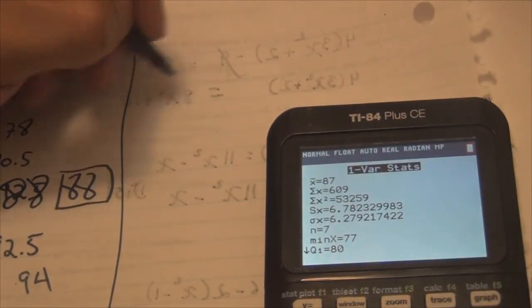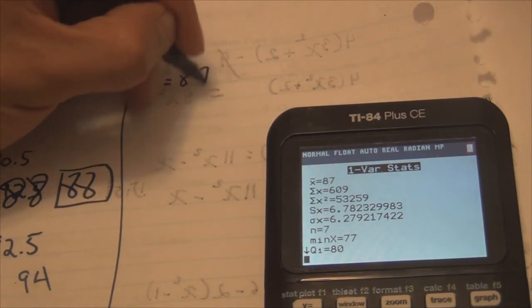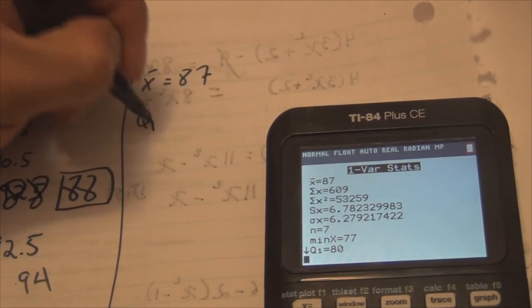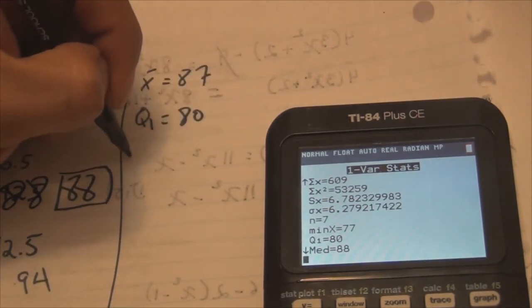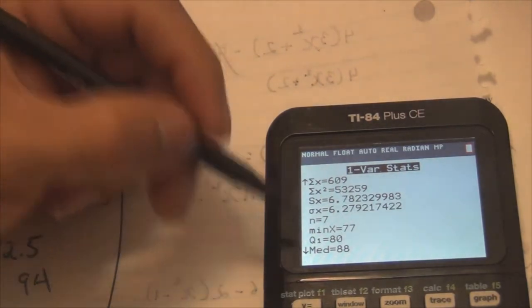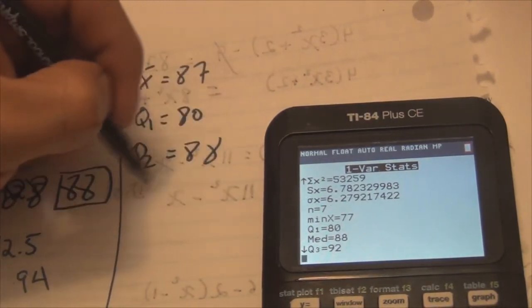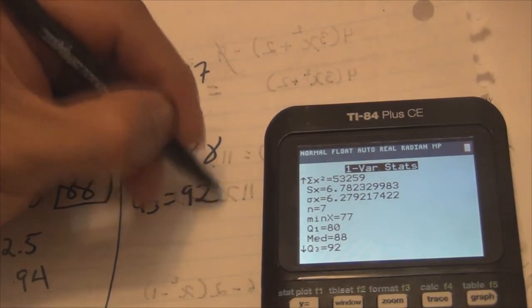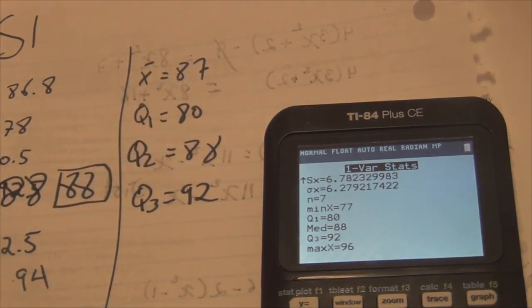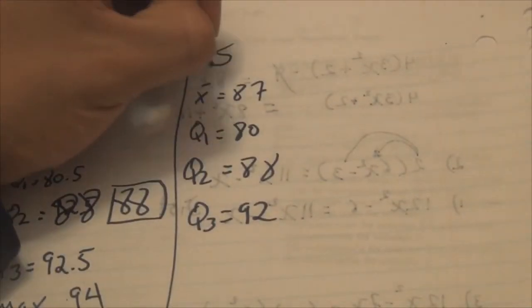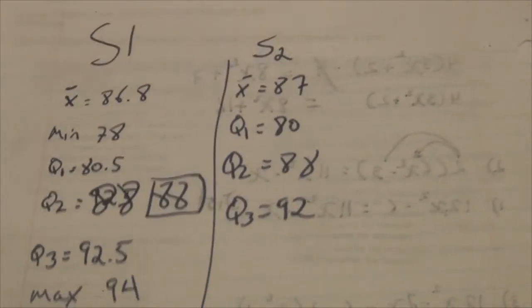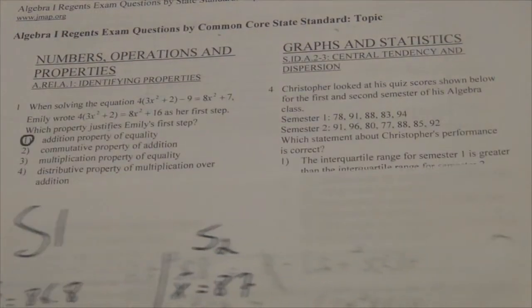So let's see now. The average is 87. Quartile number 1 is 80. Quartile number 2, or median, is 88. Quartile number 3 is 92. I'm not gonna go into any more details because my throat is becoming dry. All right, so let's look at the information that we have for semester 2.